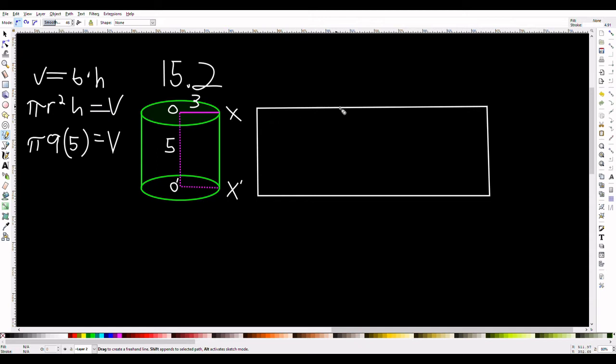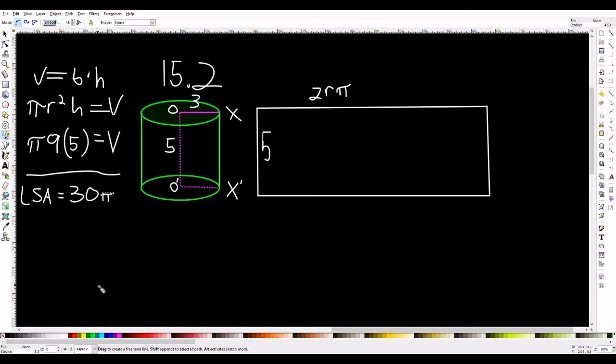As you can see, I've already have an unrolled shape here, and an unrolled cylinder has a rectangular shape. Now, having a rectangular shape makes it very easy for us to find the lateral surface area. We know that the height of our rectangle is 5, and the length is the same as the circumference of the circle. So the length is 2 pi r. So the lateral surface area equals 5 times 2 pi r, 30 pi.